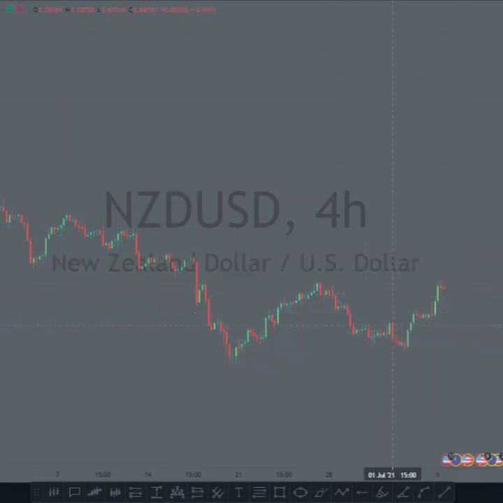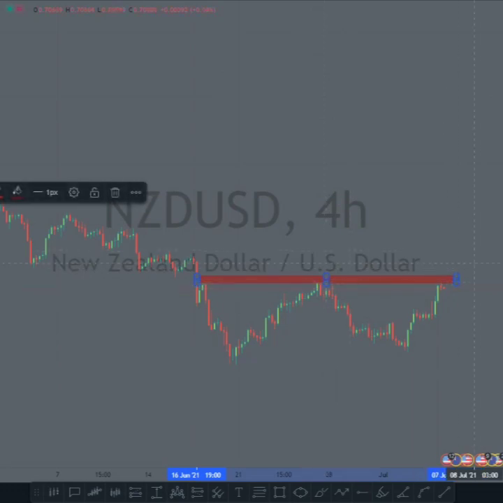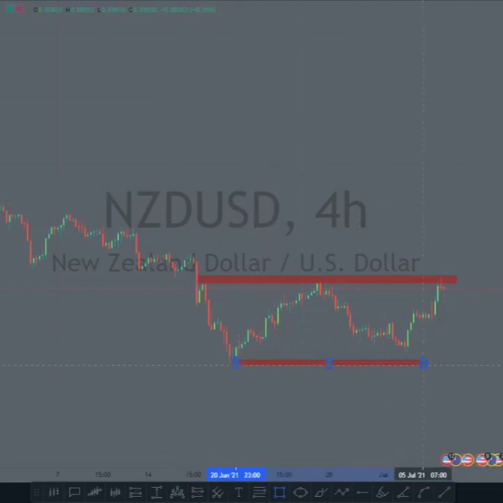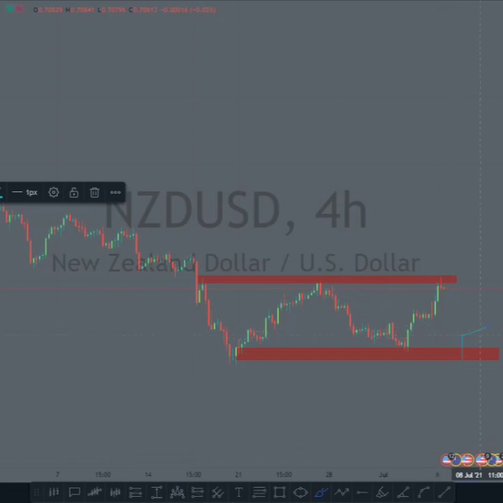Let me remove all the drawings, and then let me show you this level. So I took my sell here with my group members. We took a sell right here. Now we are going to put our TP right here on this level. This is where we are going to put our TP.